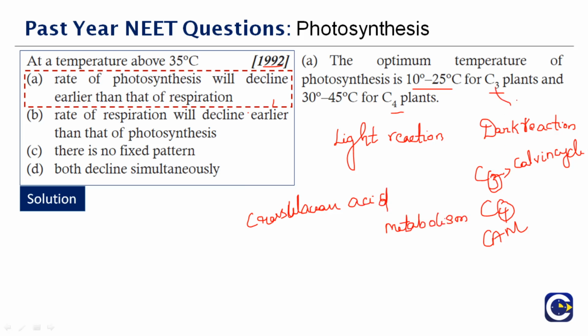In C3 plants you get wheat as an example. Here for C4 plants you have the rest of the examples. What you need to understand is the optimum temperature required for photosynthesis to occur. In case of C3 plants, it is 10 to 25 degrees Celsius, and in case of C4 plants, it is 30 to 45 degrees Celsius. So the correct answer to this question is option A.